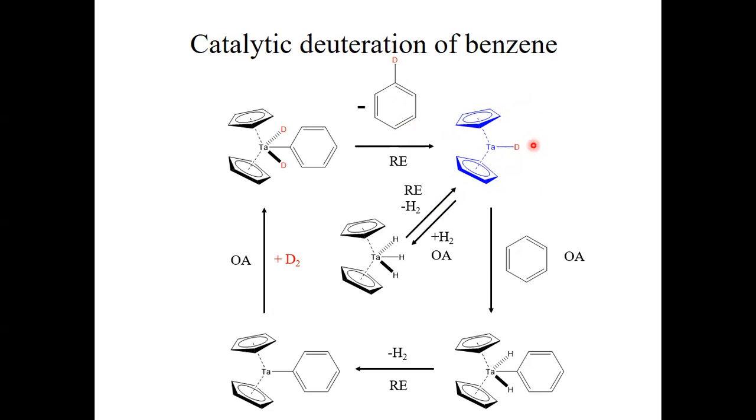And it can go on until eventually all the hydrogens are substituted by deuterium. Of course, the reverse reaction is also possible, so we must provide deuterium in a significant excess in order to make the reaction practically complete.